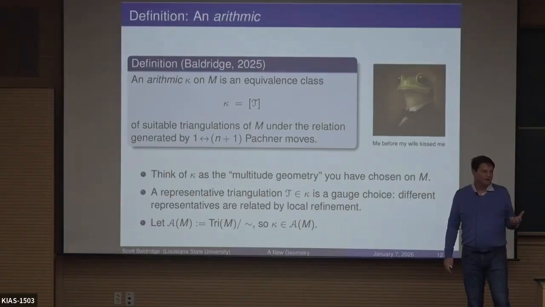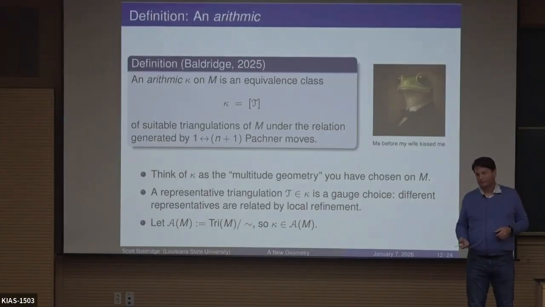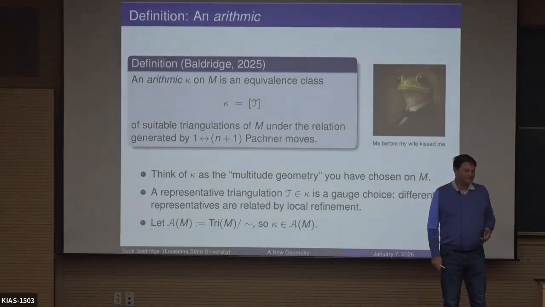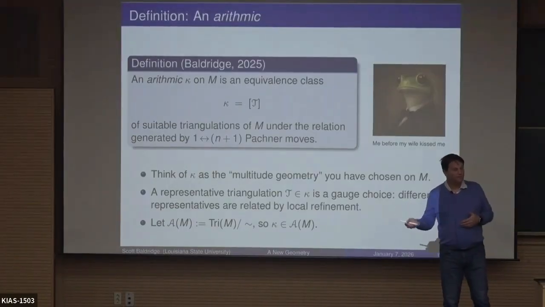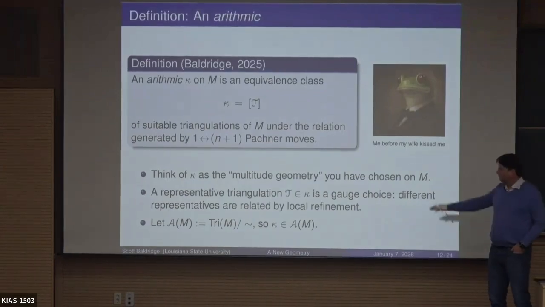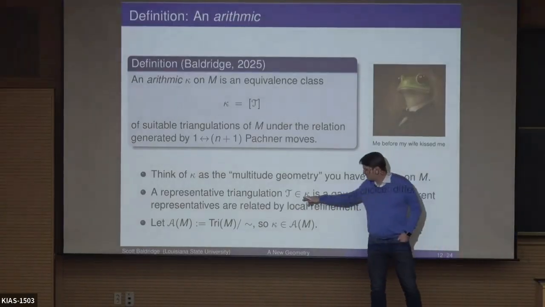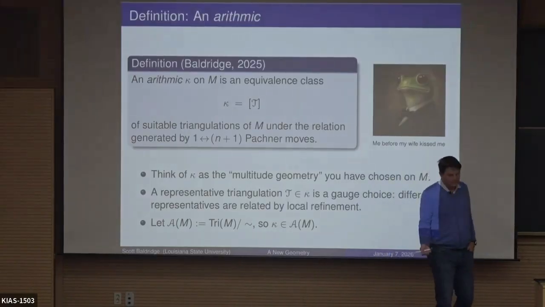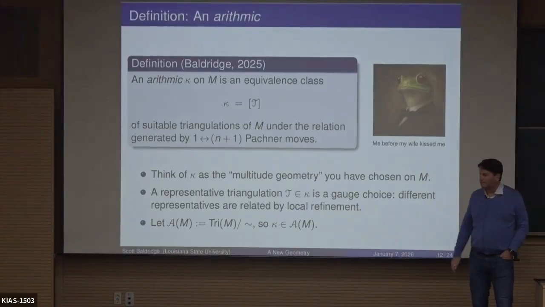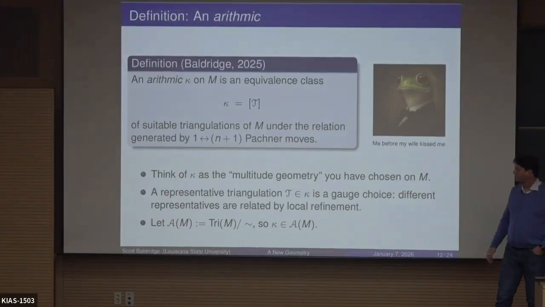And I called it an arithmic because it's like a metric, right? I was really, really boring. I just went and looked at the Greek word for a number. And if you want to say a length, it's like metric. And if you want a number, it's arithmic. And so if you have a class and you take a representative of it, you're just picking a triangulation in that class. It feels like a gauge choice for me as a physicist. And then if I start switching inside that class, then I'm making different types of local refinements. So let A of M be the set of those.